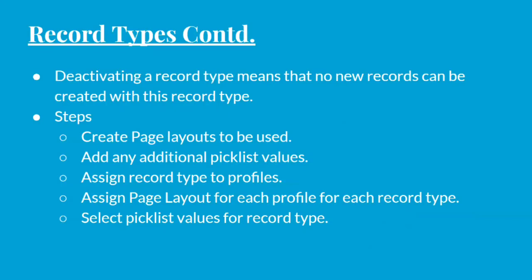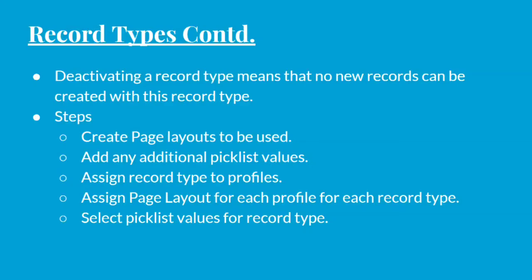So what it is saying, whenever you deactivate a record type, it means that no new records can be created with that record type. Whatever records are already associated with that record type will stay in the system and be shown as before. But when you deactivate a record type, any new records cannot be created with that record type. The existing ones will remain there.